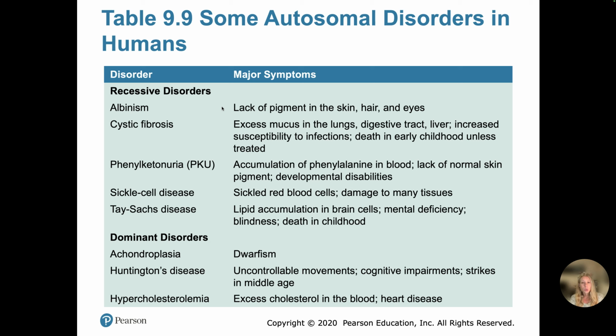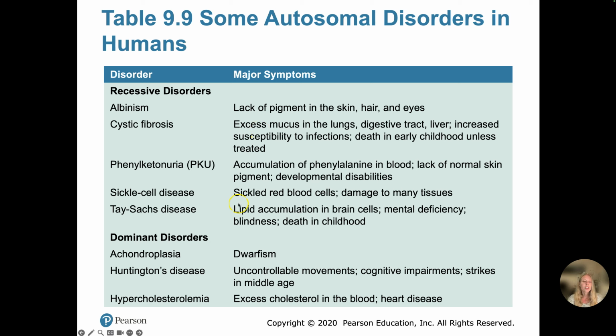Phenylketonuria, or PKU: the major symptoms of that are accumulation of phenylalanine in the blood, lack of normal skin pigment, and developmental disabilities. Sickle cell disease: the major symptoms are sickled red blood cells and damage to many tissues. Tay-Sachs disease: the major symptoms are lipid accumulation in brain cells, mental deficiency, blindness, and death in early childhood.